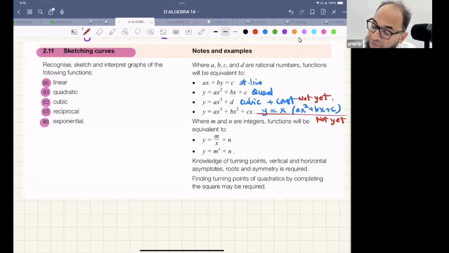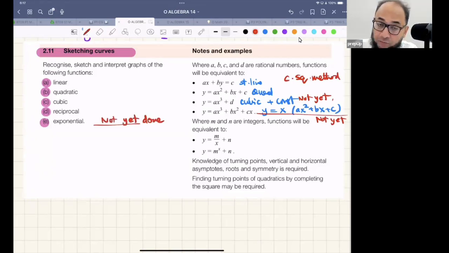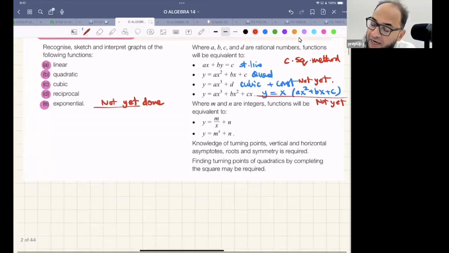We also have to do the completing the square method. That is not yet done. So the red one is not yet done. Just giving you an overview. And then we have this thing, that is the reciprocal function plus n. That is again not yet done.